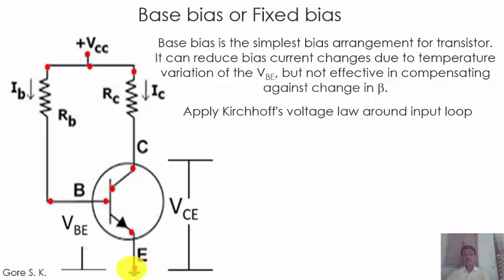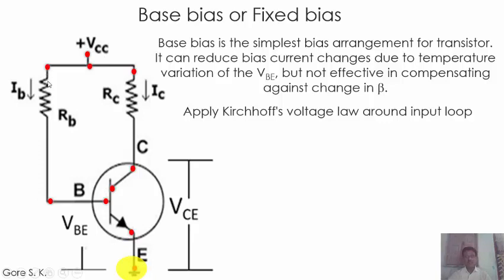Now let us apply Kirchhoff's voltage law around the input loop. This is the input loop, because here the base current is the input current for the transistor. Therefore, this loop, from the positive supply to the ground, is known as the input loop. And this is the output loop. Here we are taking the output from the collector. Therefore, this side is known as the output side. So first of all, let us apply Kirchhoff's voltage law around this input loop.